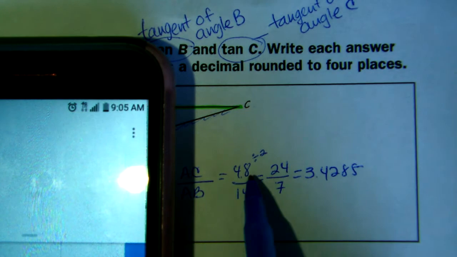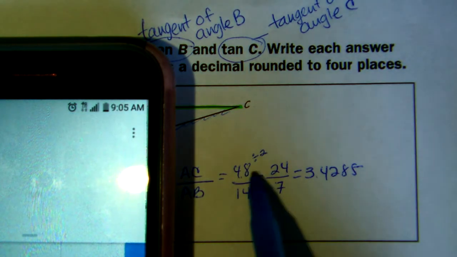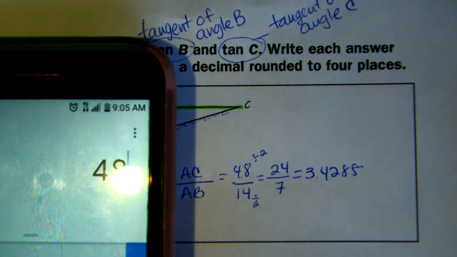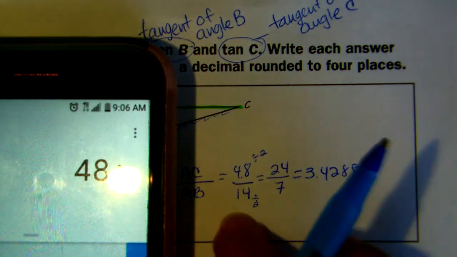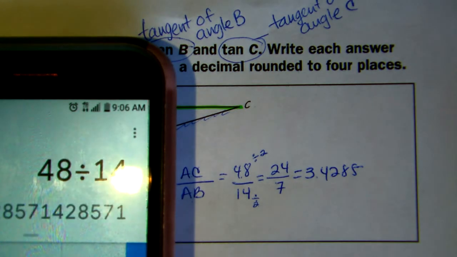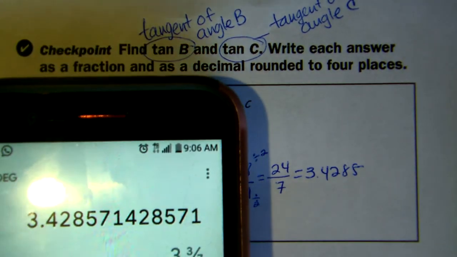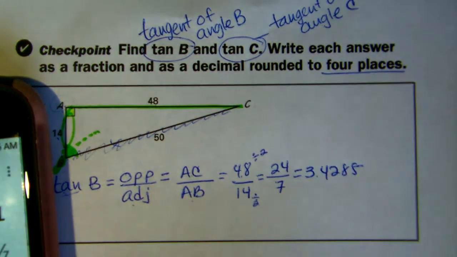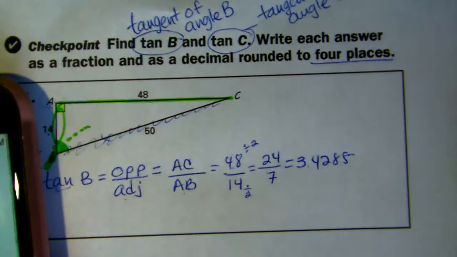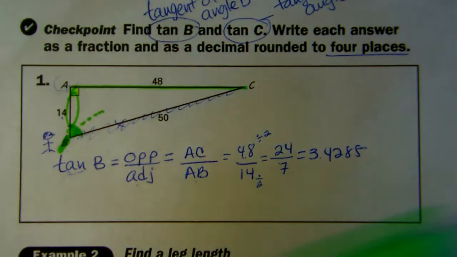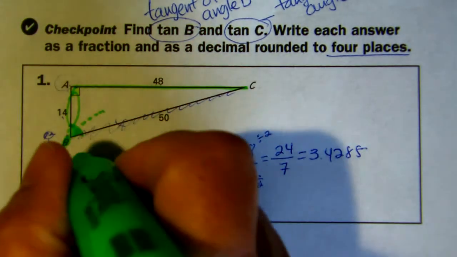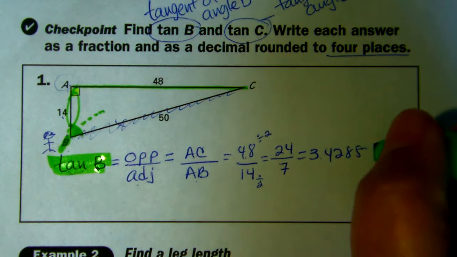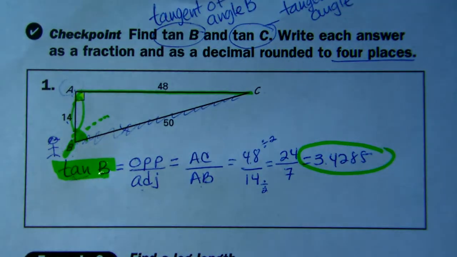But you will get the same decimal if you divide 48 over 14. You see, 3.4285. And remember, we use 4 places for decimals. So the tangent of angle B is this one right here.